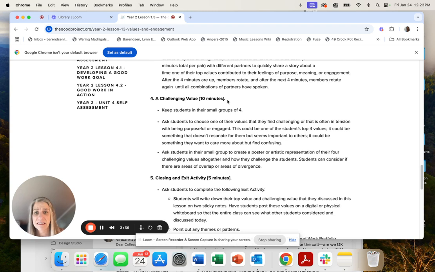So then the next activity is, they stay in the same groups, and then we ask them to think about a value that is challenging to them. So something that's often in tension with being purposeful or being engaged. So for example, the value of patience. It could be one of their top 4 values. It might also be something that doesn't make sense to them. So I think really digging into something that is challenging for them will be interesting.